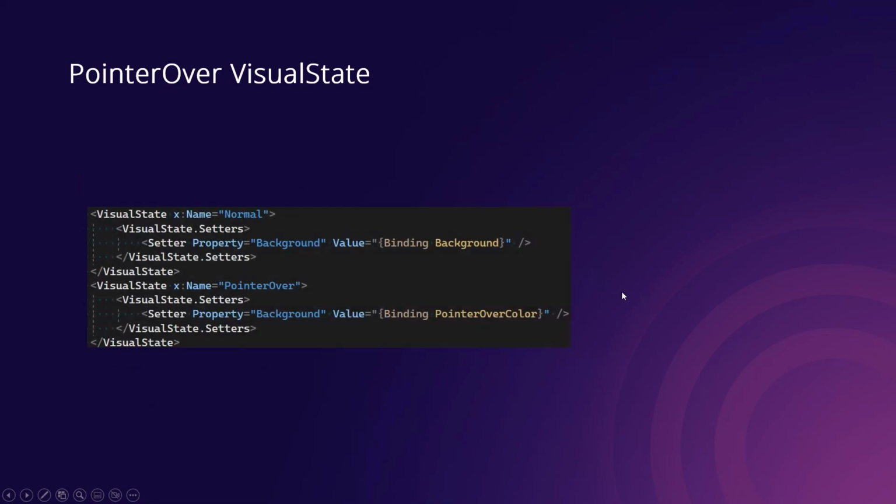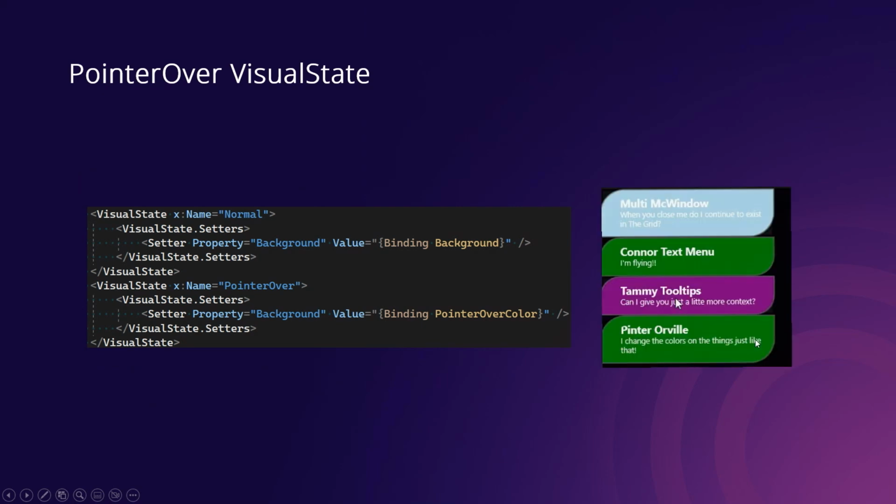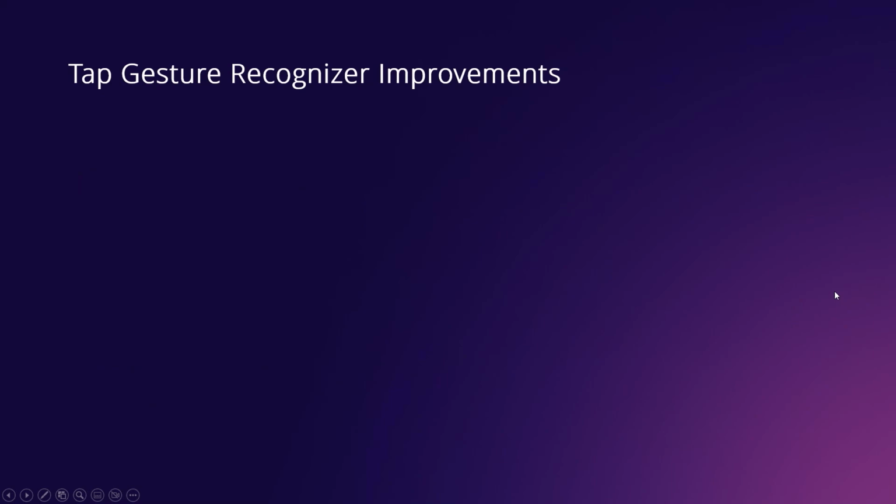So pointer over visual state. What can we do? VSM. Who loves your VSM? Here we go. Normal: you can set the background color. This is your normal background. And then you can set pointer over. Easy as that. And look what you get. Ooh, colors. Isn't that neat? Look at that. I'm just moving the pointer over it, and it's changing colors. It's amazing.